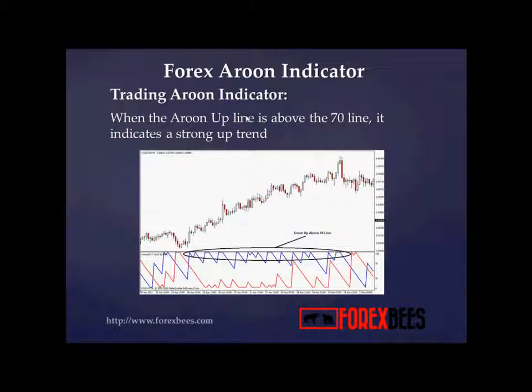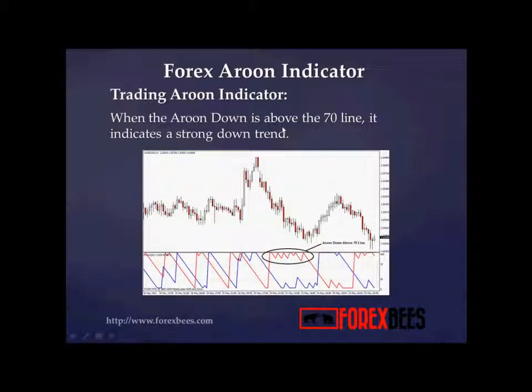So how to trade the Aroon indicator? There are many ways to trade using the Aroon indicator, and the following are some of the ways. When the Aroon up line is above the 70 line, it indicates a strong uptrend. In this picture, you can see the blue line, which is the Aroon up line, is above the 70 line, and you can see the strong uptrend.